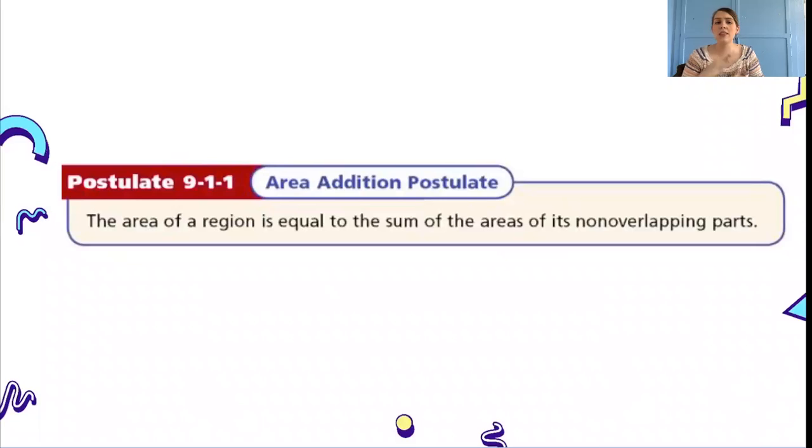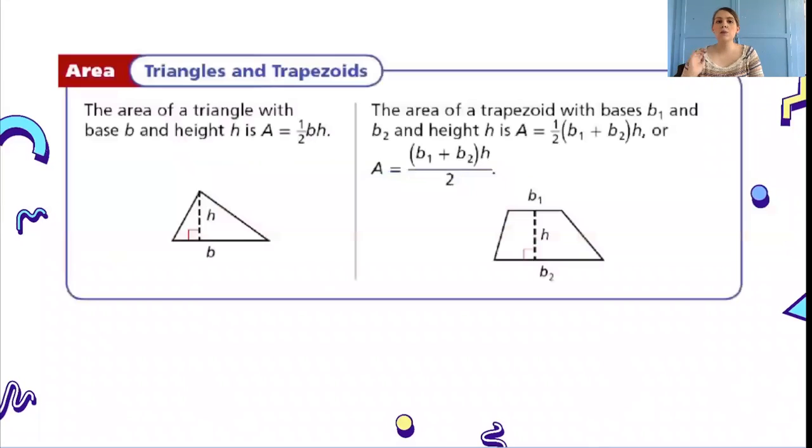So an important thing to remember is what's called the area addition postulate. This is how we get most of our formulas that we use in this class. The area of a region is equal to the sum of the area of its non-overlapping parts. So if we're finding the area of a whole figure, we are just adding the different pieces of the figure together in order to find what that whole area is. So today specifically, we're looking at the area of triangles and trapezoids.